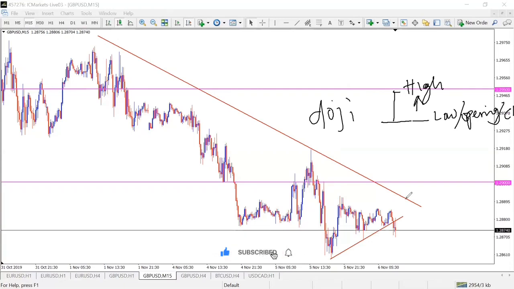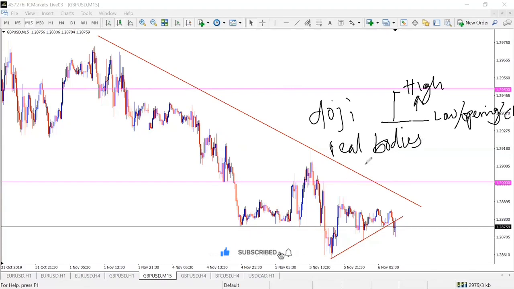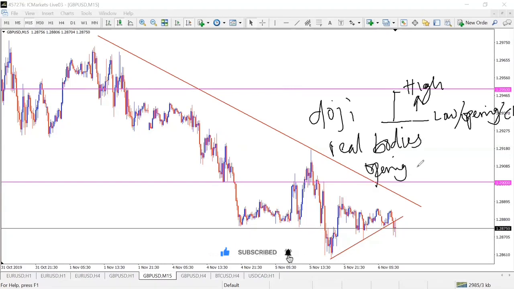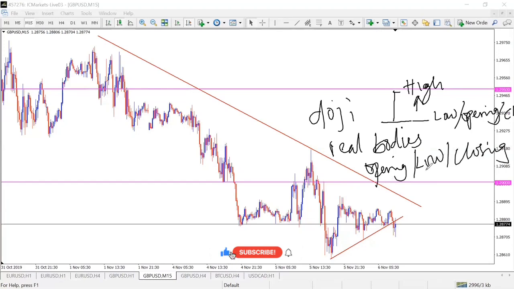So that's that. Trading is super easy once you know what the candles are telling you and you are following them strictly. It's still going to drop. Once you see any candle like that that does not have a real body, dojis don't have real bodies. The opening price is the same as the low price, is the same as the closing price. That's a doji. That's what a doji is.